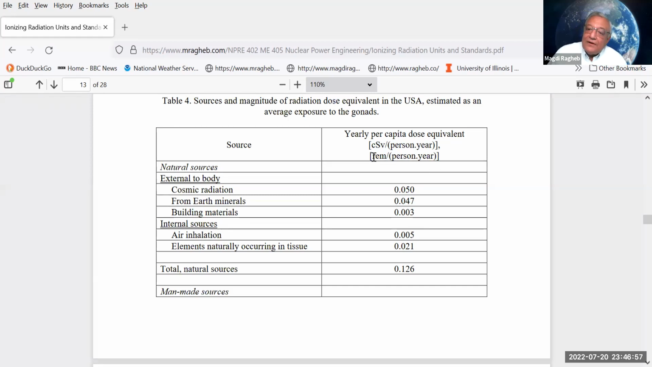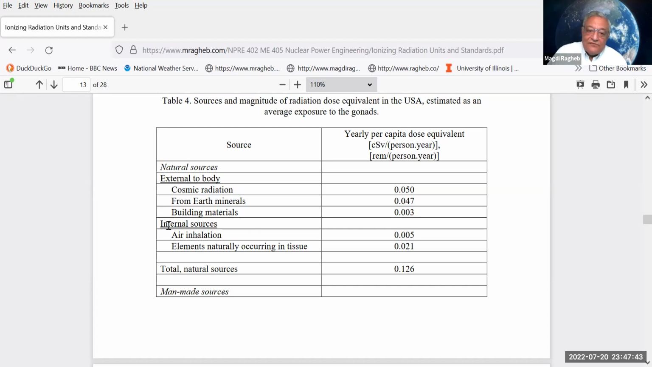But we said that the rem is also 1 centisievert. So in that case, the units are the same. From cosmic radiation, let's turn it into millirem. 50 millirem per person per year is what we get from cosmic radiation. From Earth materials like uranium and radium-226, we get 47 millirem per person per year. So what we get from the Earth is almost equal to what we get from outer space. And building materials contain traces of thorium and uranium and their daughter products like radium-226. We get a tiny amount of 3 millirem per person per year.